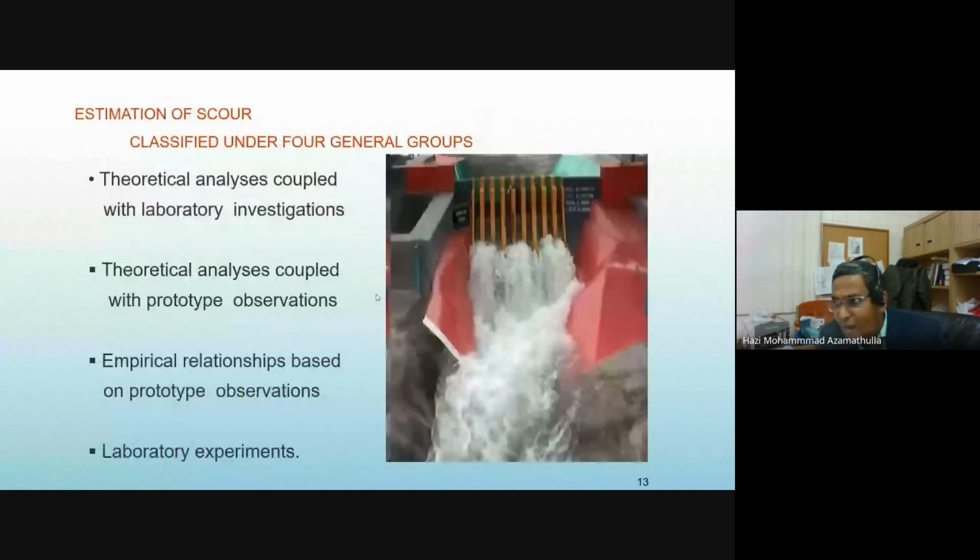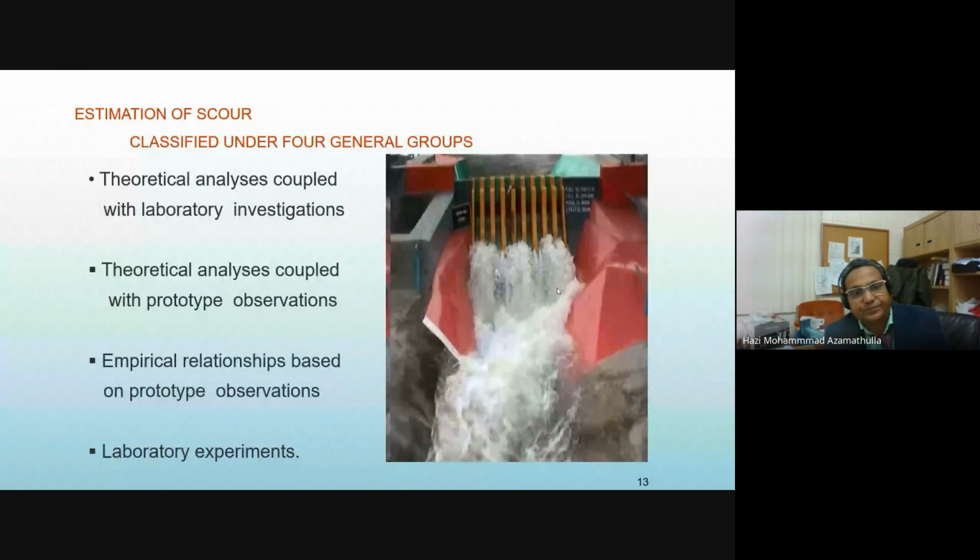Several investigators have studied this for almost 100 years. So the estimation of scour is classified under four general categories. First is theoretical analysis coupled with laboratory investigation. That is why this is the oldest laboratory in India, based on UNDP. At that time, anyone who joined went to America, to the University of Minnesota, which had a collaboration, and did their masters. Another is theoretical analysis coupled with prototype observations. I have collected data from 98 dams. Another is empirical, based on prototype observations. The fourth one is laboratory experiments.